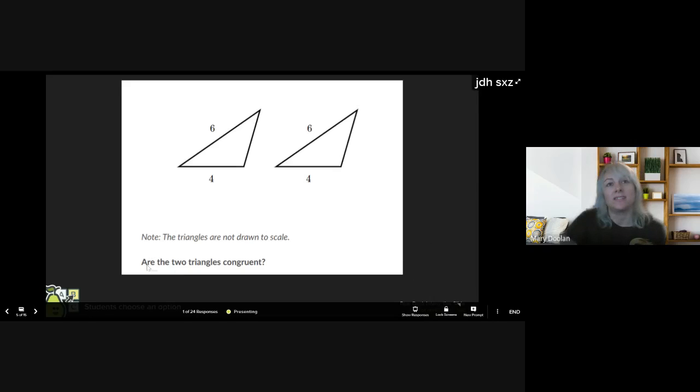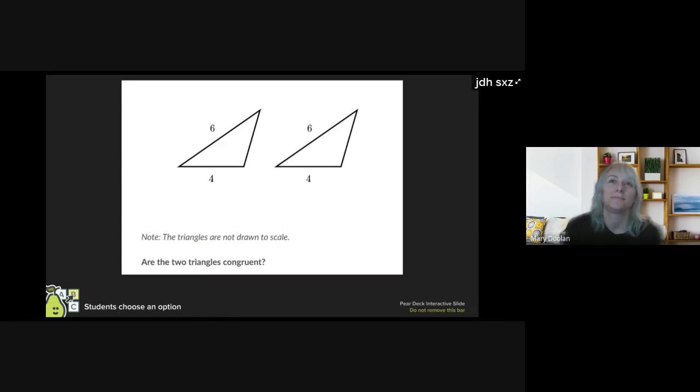Here's a second picture. It says, note the triangles are not drawn to scale. Are the two triangles congruent? Again, you have the same three options. Yes, no, not enough information. The triangles are not drawn to scale. The only information that you are given is that one side is 6 and one side is 4. Do we know if these triangles are congruent?